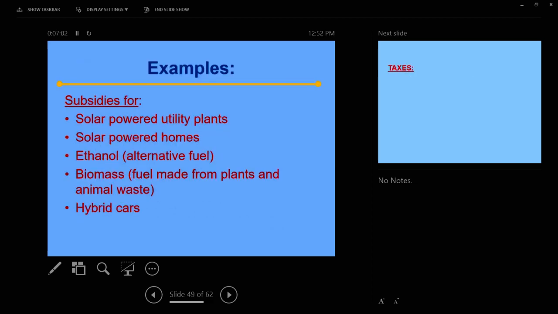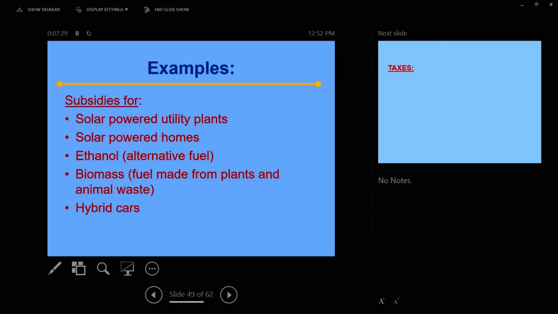Now, we do see some subsidies. For example, there are subsidies for solar power for utility plants, but that's got to be something pretty costly, right? Remember, utility plants that are producing energy usually are burning coal. So moving to solar power can really have a great impact on the environment, but it's got to be an expensive technology. There's also subsidies for solar powered homes. That was the example we just talked about.